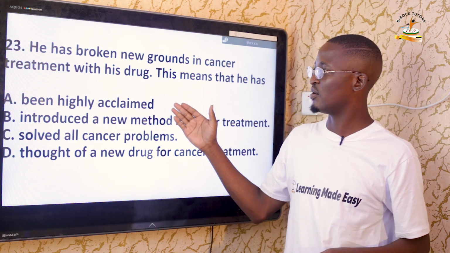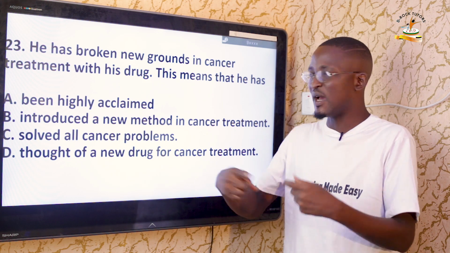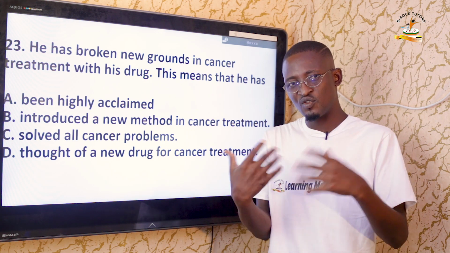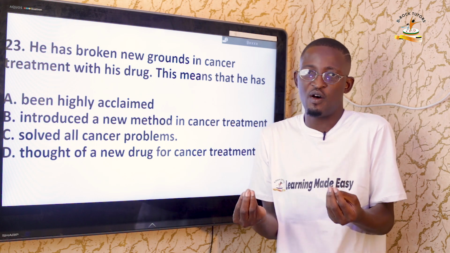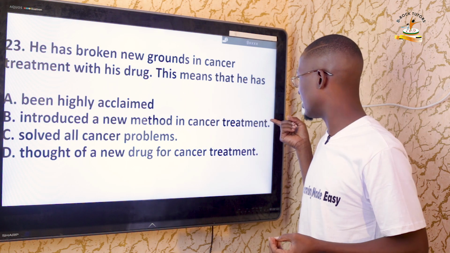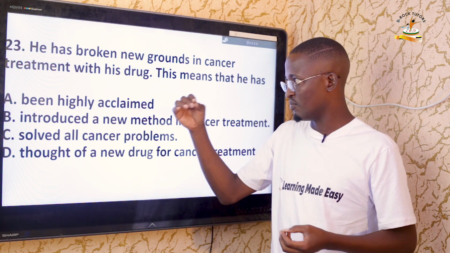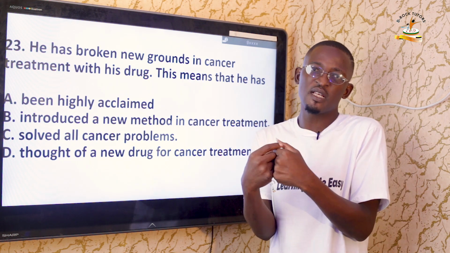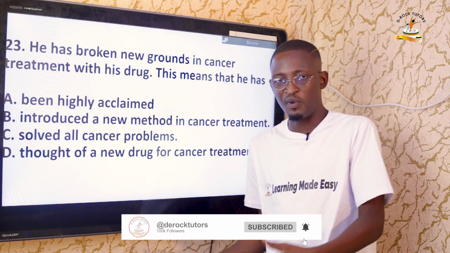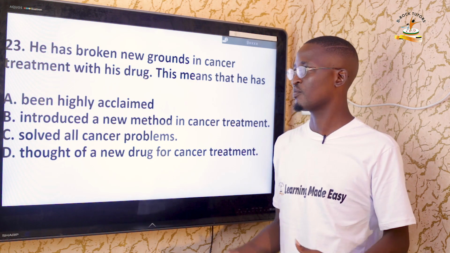So when you are breaking new ground, it means you are introducing a new method. That is, you introduce a new method in cancer treatment. So breaking new ground means you are bringing something new, which should be followed, or which you expect to be followed by others too.